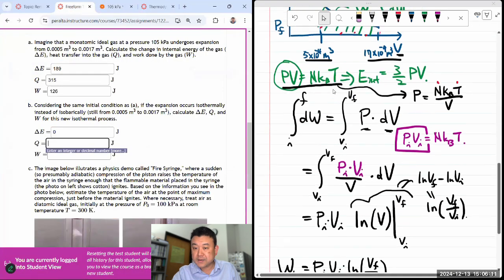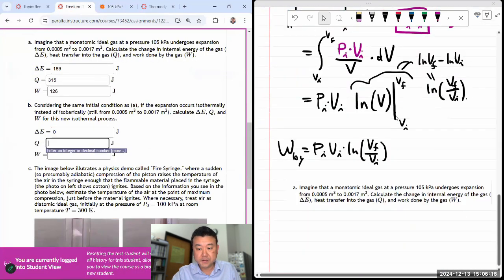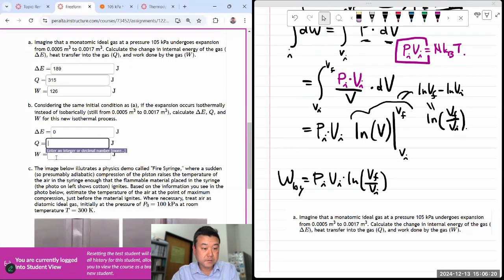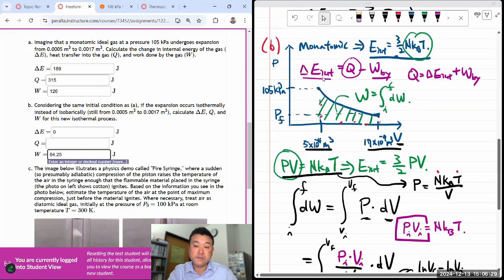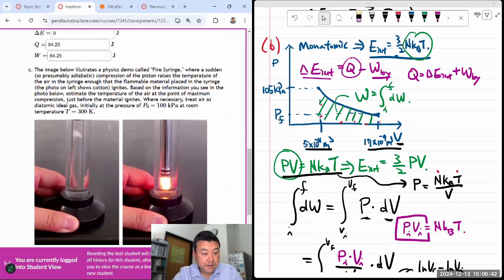And it makes sense. The area here would definitely be smaller than the area here. So 64.25, and as it's doing that work, it can afford to have no internal energy change, even though the first law says this, because there's a heat transfer, exactly enough to balance it out. That heat transfer is what makes the process isothermal, really. So, all right, that's the process.